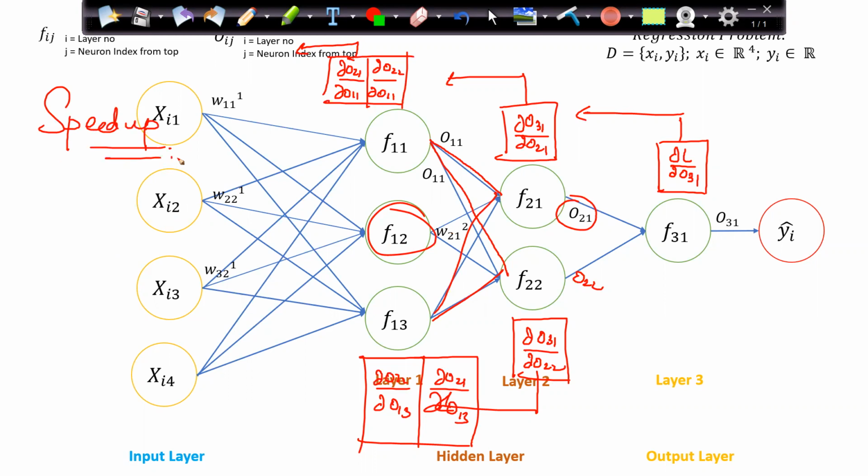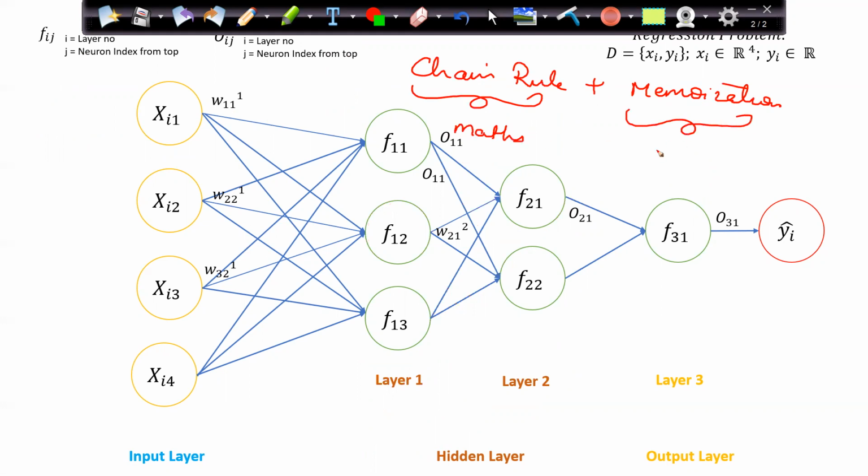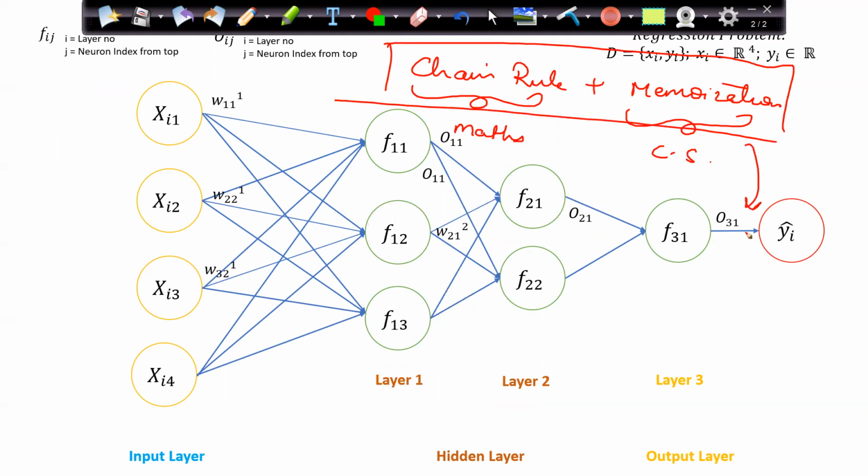So basically, if someone asks what is memoization or what this concept is all about, what we are doing is chain rule plus memoization. That is what we are doing. This is coming from mathematics, and this is coming from computer science. And the combination of these two techniques, chain rule plus memoization, is known as backpropagation.